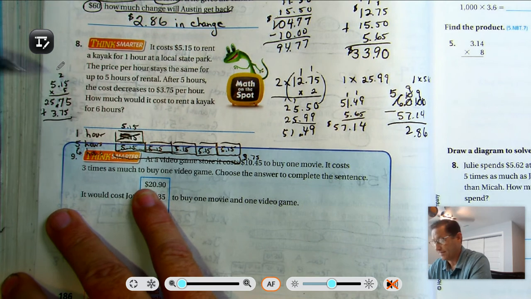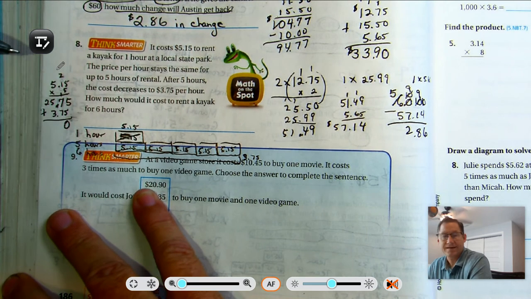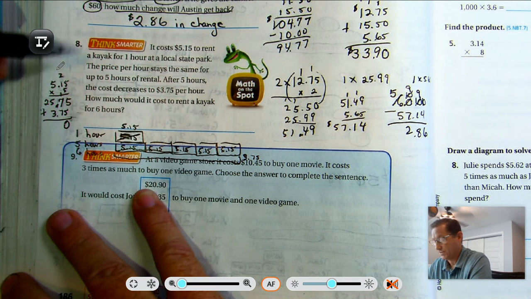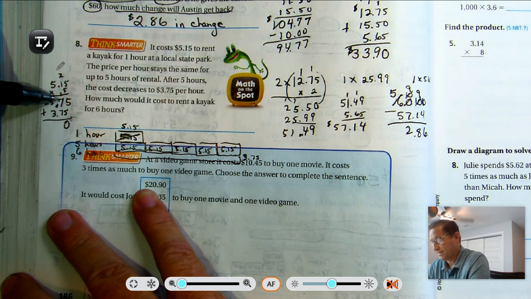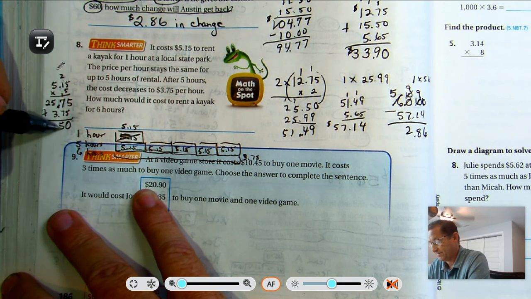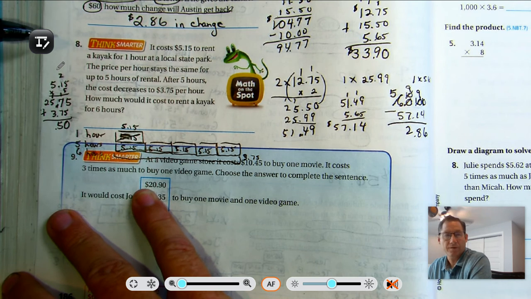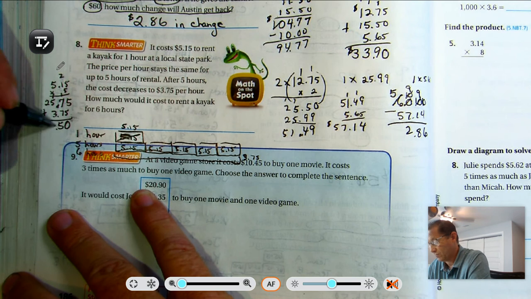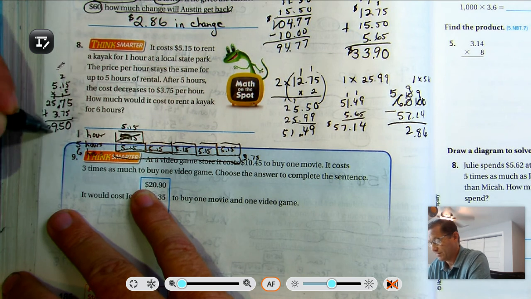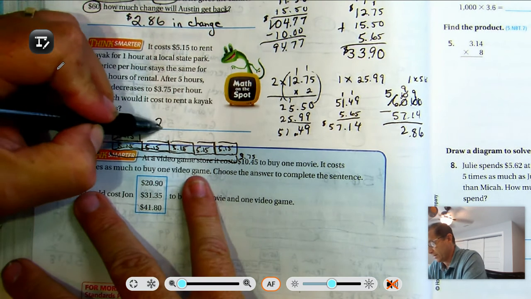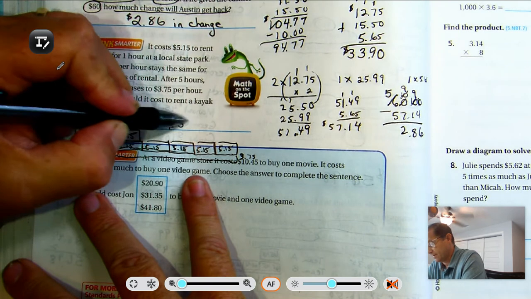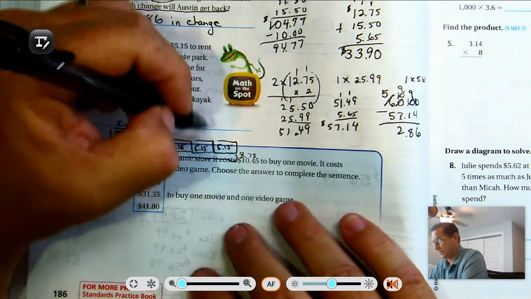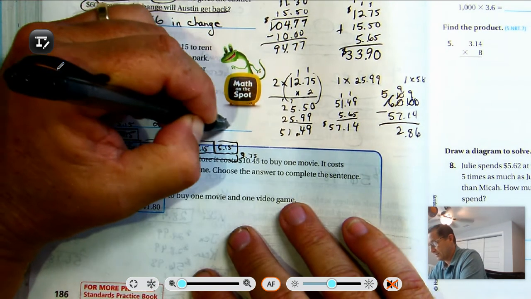So we're just going to add that. So we get 10 hundredths, regroup as 1 tenth and 0 hundredths. 7 tenths plus 7 tenths, plus 1 is 15 tenths. Regroup as 1 whole and 5 tenths. 5 plus 3 ones is 8 ones, plus 1 more is 9 ones, plus the 2 tenths. So it would cost $29.50 for 6 hours.